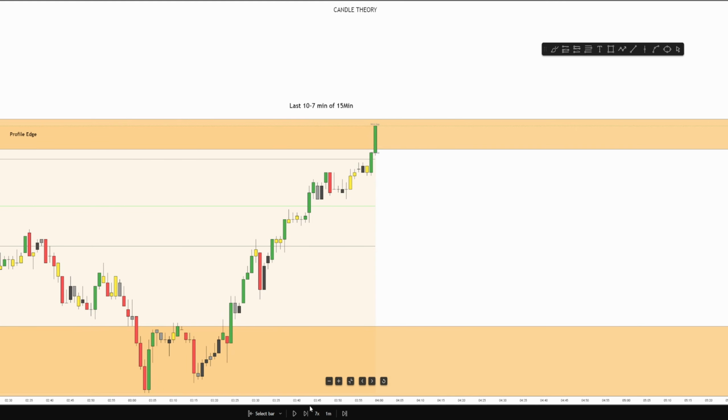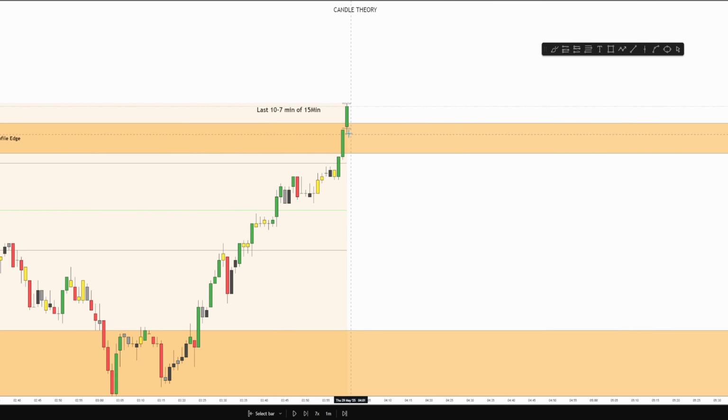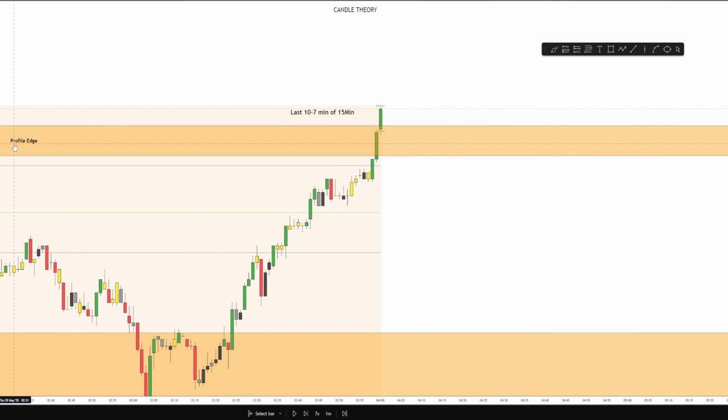So let's look at this example right now. We can see that it's opening at 4 o'clock. If we were just looking at this previous example, when are we going to trade? After 5 to 6 minutes. We're going to wait for this candle to play out. We're still on this profile edge.